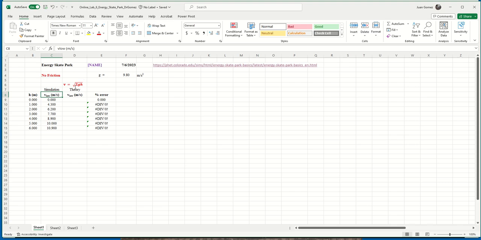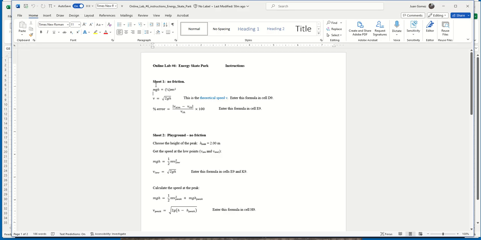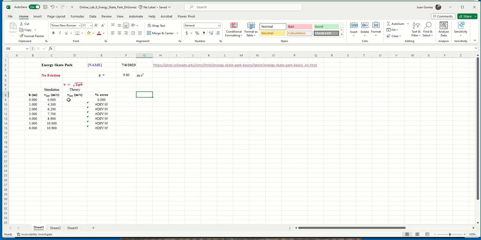Okay, now I need to get the theoretical speed at that low point. Well, by conservation of energy, as explained in the instructions, in this Word file, sheet 1, mgh is 1/2 mv squared. Nothing complicated. Solve for v. You get v is root 2gh. Well, you have to enter this formula into cell D9. So what you'll do is you have to do this. In cell D9, I need to enter that formula.